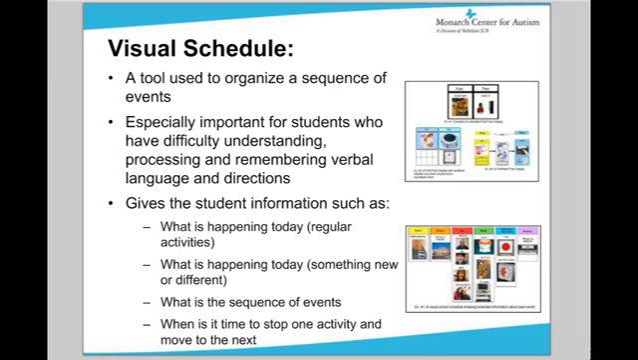A visual schedule can give information such as what's happening today in terms of regular daily activities. It can also alert students to a change in the daily routine. It also gives information about the sequence of events and then tells about transitions, so they know when to expect when something is going to end and what's going to follow it.